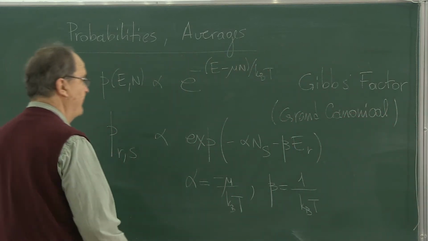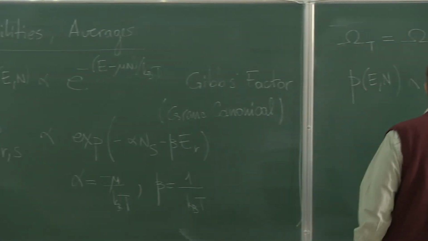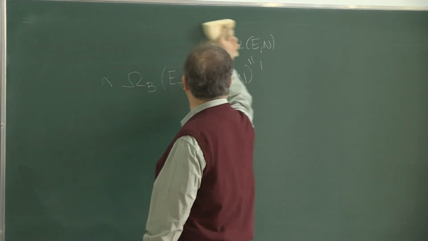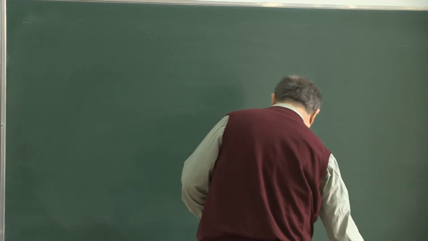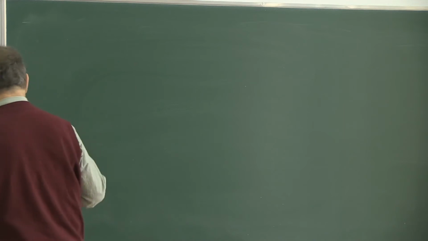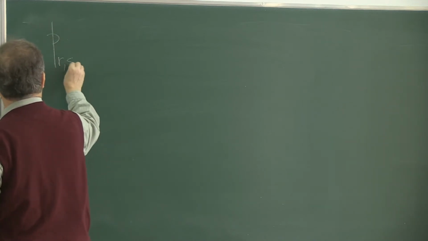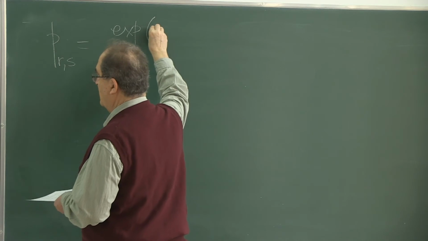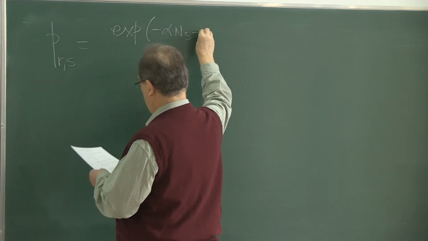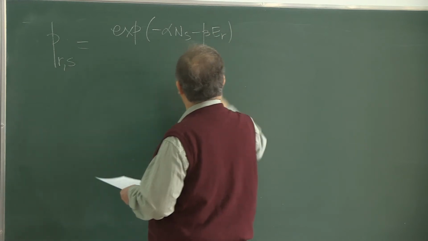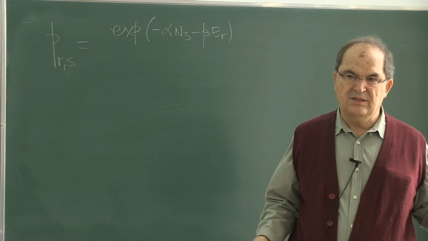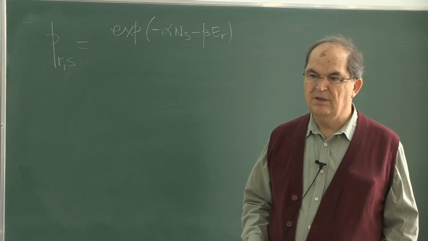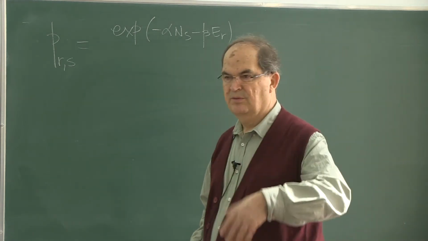Now, let's normalize, as we did for the canonical case. If we normalize this, the normalized probability is, well, exponential minus alpha N_S minus beta E_R. But in your book, it may be the other way around. It doesn't matter, isn't it? N_R, E_S, it doesn't make any difference because these are dummy variables. You are just summing over them.